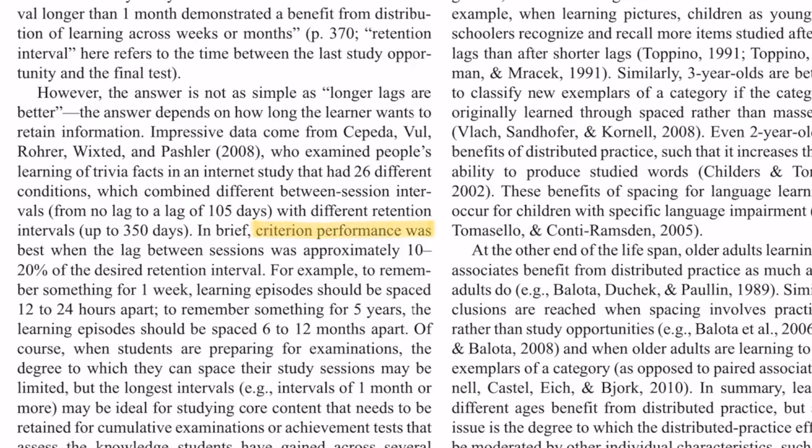In another study conducted in 2008, it was seen the criterion performance was best when the lag between sessions was approximately 10 to 20% of the desired retention interval, which means if we want to recall something a week later, then learning should be spaced by 12 to 24 hours, and if we want to remember something 5 years later, then the learning should be spaced 6 to 12 months apart.